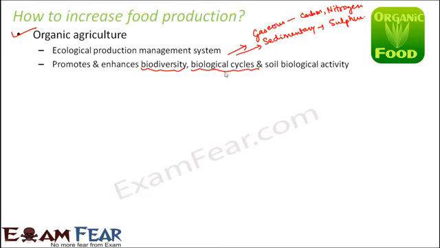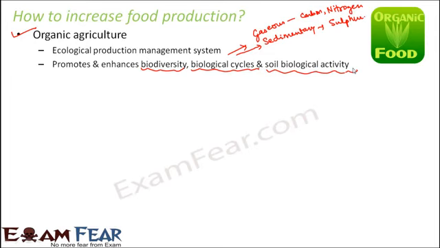Soil biological activity will also be enhanced, because as I said, wherever you are avoiding off-farm inputs, that means non-farm inputs are not being used, the quality of your soil will also be maintained and the soil biological activity will also be increased. So these are some of the advantages of organic agriculture.